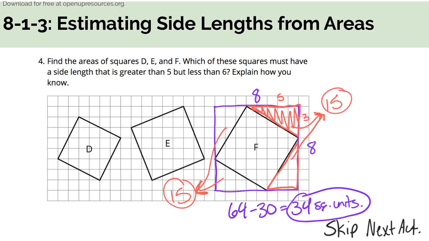Okay, to talk about the square F here, it has dimensions 8 by 8, so the total area of the outer square is 64. I'm going to subtract off all of these triangles, which total area for those would be 30, and I end up with an area of 34 square units. We are going to skip the last activity in this lesson, so let's keep going.